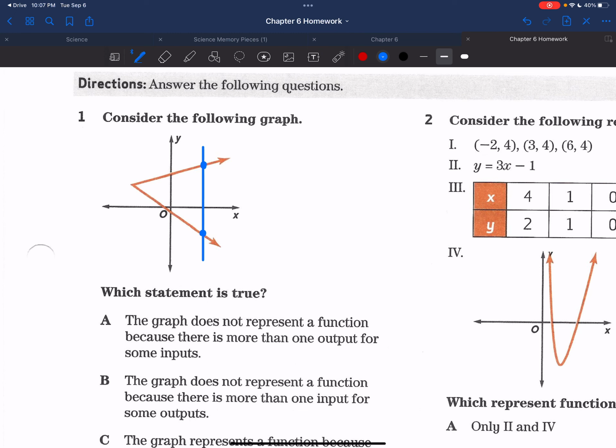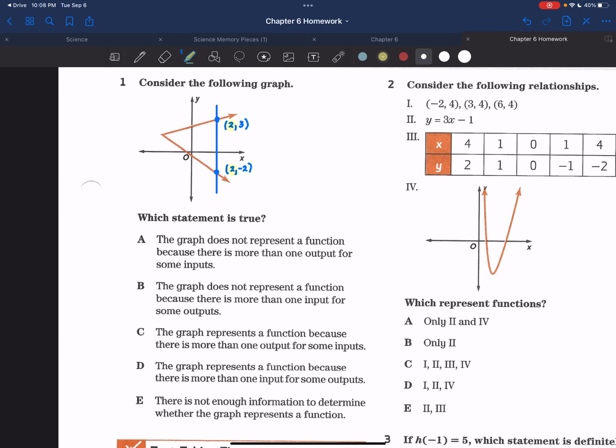In other words, this x value looks like about 2 and maybe 3 on the y. And then this one is at 2, -2, something like that. The reason this is not a function is because of those similar x values. Remember, you cannot duplicate the x values.